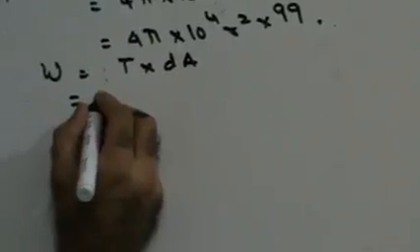Once I know the increase in surface area, I can find out the work done. Work done is nothing but surface tension into increase in surface area. Surface tension is given to you, and the increase in area you just found out, so you should be able to get this answer.